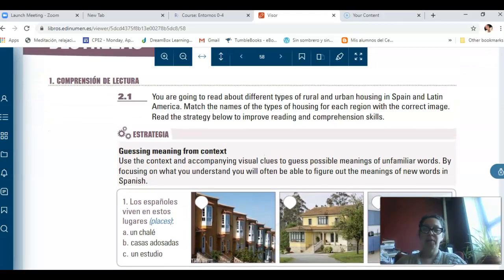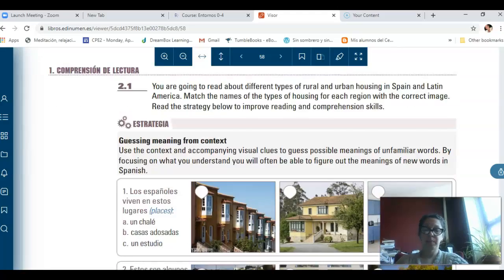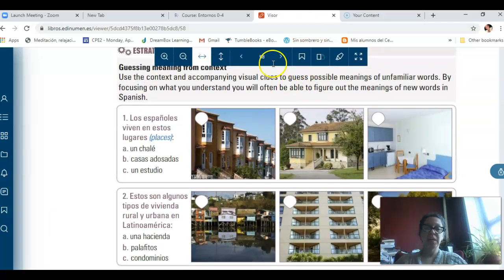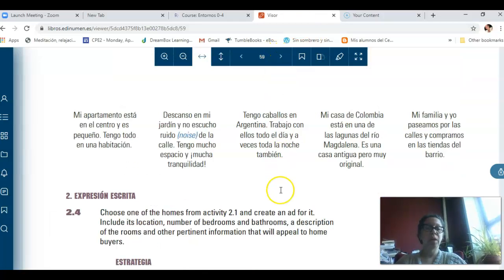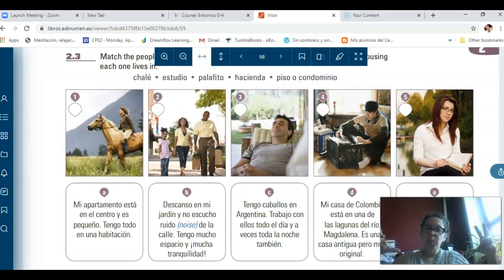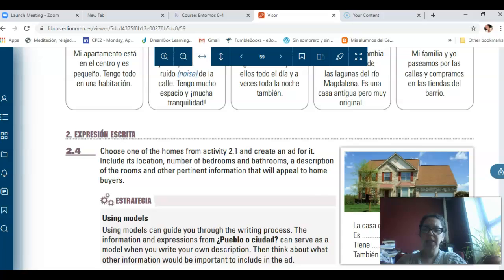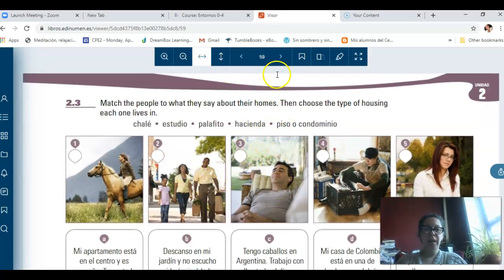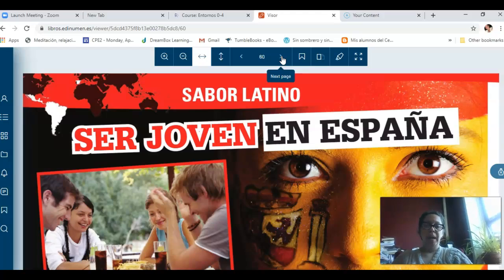And then after that, you have some skills that you can read, ¿verdad? And do these activities. These are very good for you to keep developing your linguistic competence because everything is within context and is more complex than at the beginning of the chapter. So it's going to be very helpful. And besides that, they're going to add more vocabulary. Okay? And then ser joven en España.